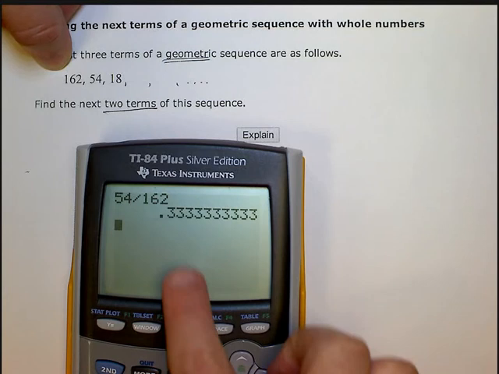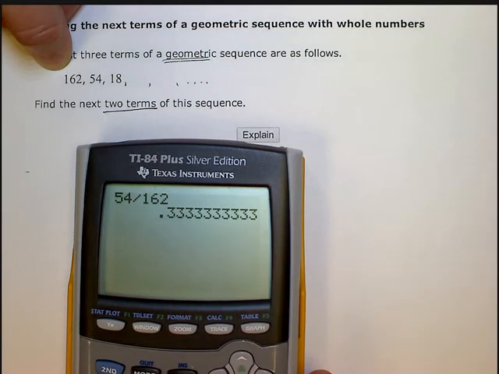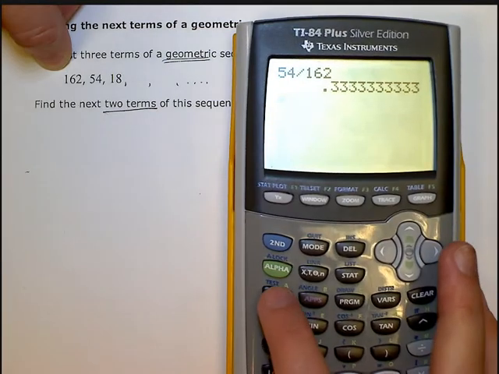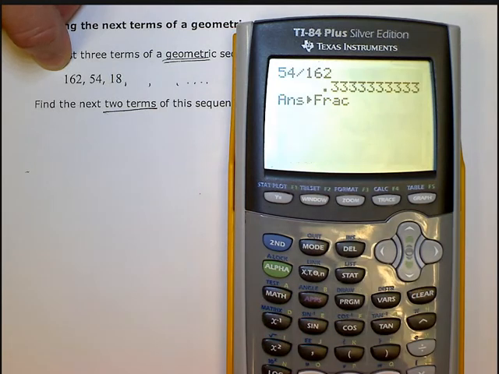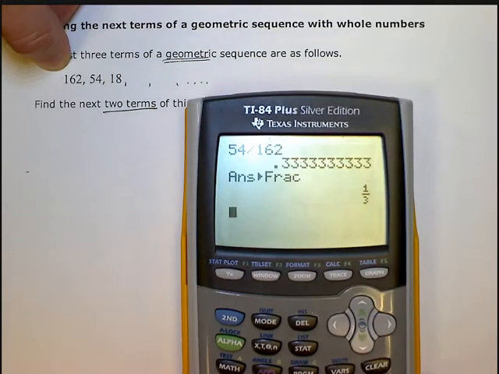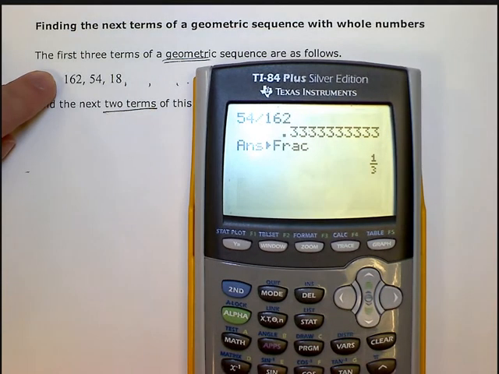Now, that's an ugly decimal, so in order to put it into a fraction, I'm going to hit the math button, and then fraction is already highlighted, so I'm going to hit enter and enter again. So I find 1/3. So if I were now to check my work, to take 162 and multiply it by 1/3, I would get 54.